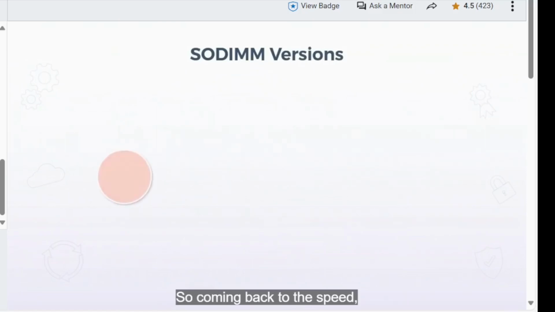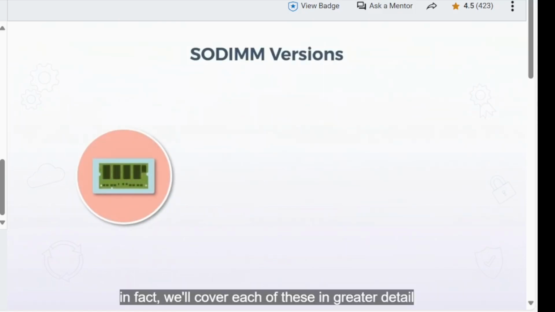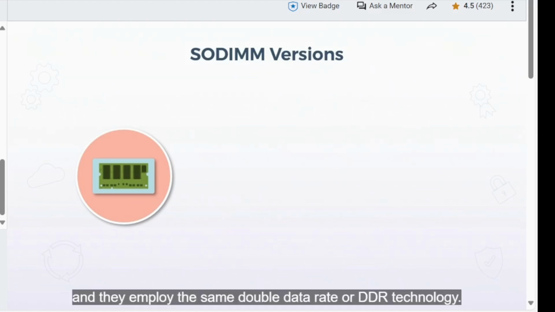So coming back to the speed, in fact, we'll cover each of these in greater detail in some upcoming videos as well, but SODIMMs are available in the same speeds as standard memory modules, and they employ the same double data rate or DDR technology.